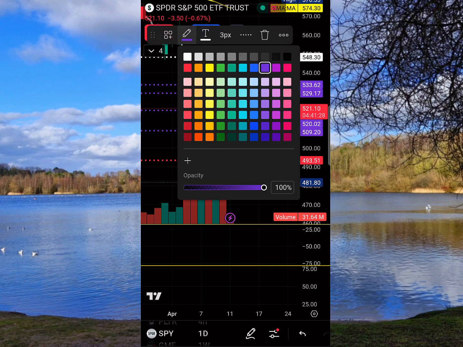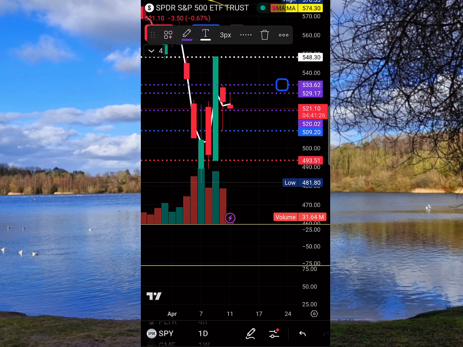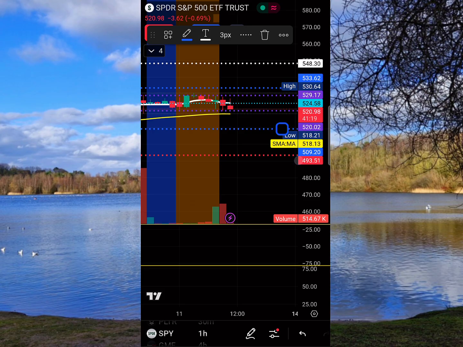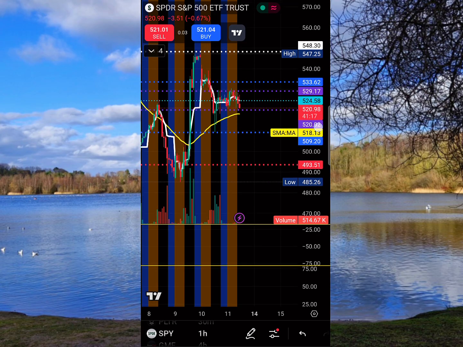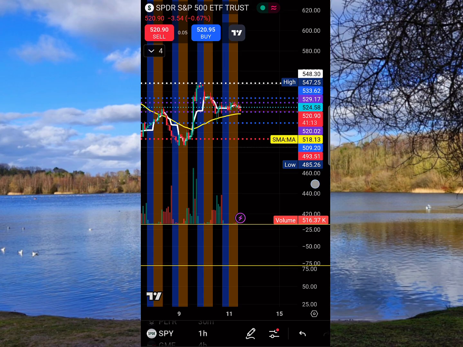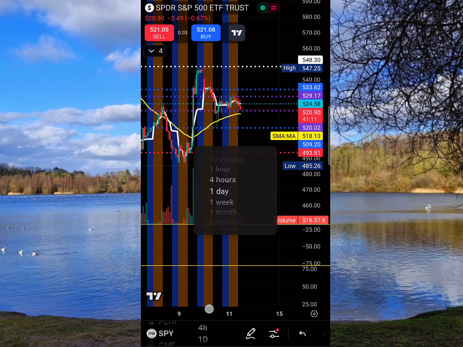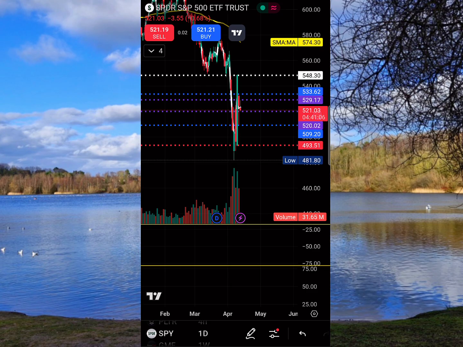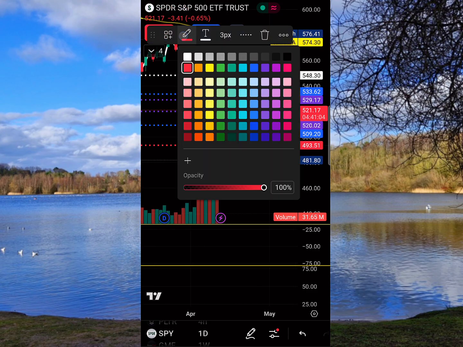And then this will be blue, and then we'll keep purple for SPY. Okay, so if we go to the 1 hour chart, hang on, did I not change one of the colours? Yeah, didn't change that one.